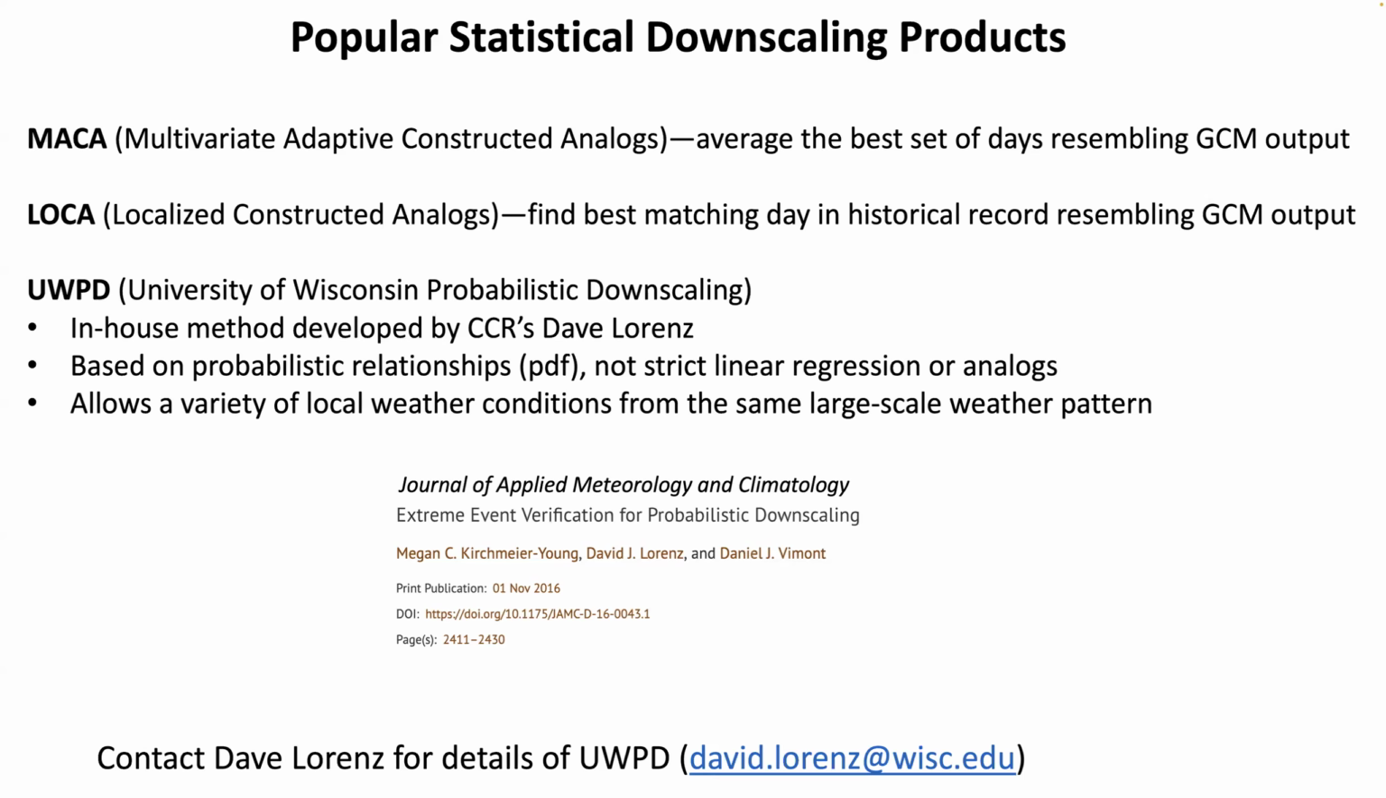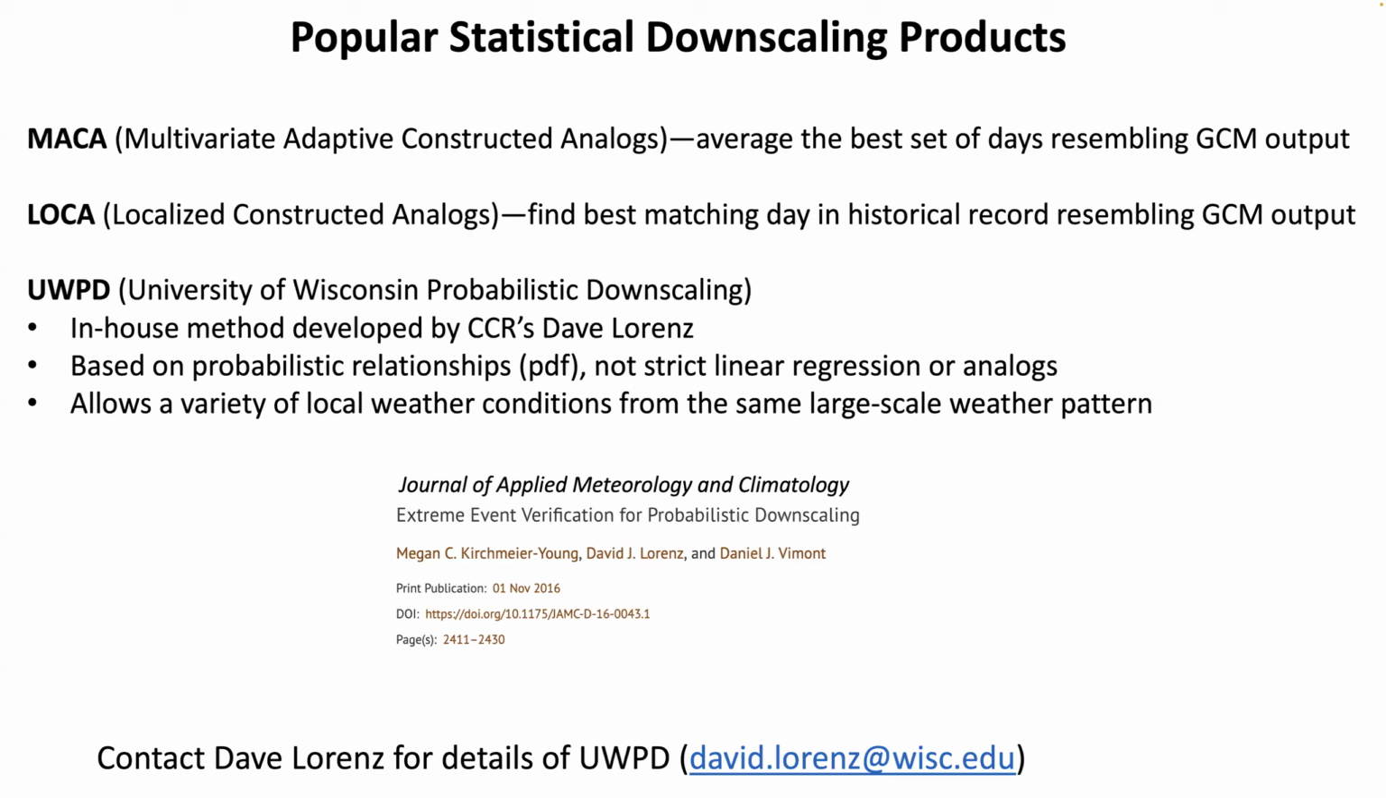And this is realistic. So we know when the conditions are right for severe weather, for example, some days it happens and other days it doesn't. It makes forecasting difficult, but that's the stochastic nature of the atmosphere. And so that's something that UWPD provides that the other methods don't.